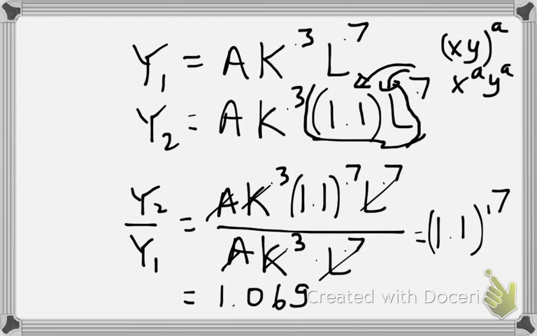1.069. So that's about a 7% increase, right? The ratio of Y2 to Y1 is 1.07. So we get a 7% increase in output following a 10% increase in the labor input into GDP.